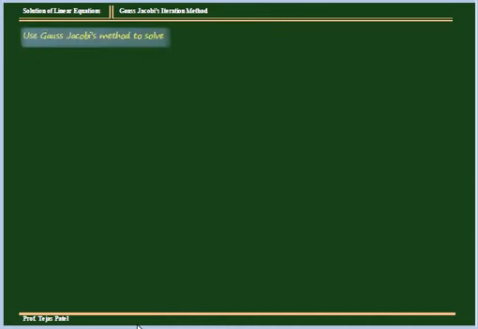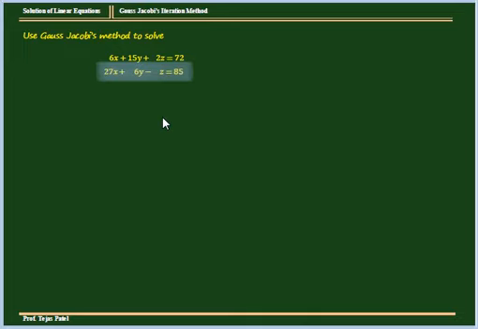Now we see the example. Use the Gauss-Jacobi method to solve. The first equation is 6x plus 15y plus 2z equal to 72. The second equation is 2x plus 6y minus z equal to 85. And the third one is x plus y plus 54z equal to 110. Now let's see the solution.